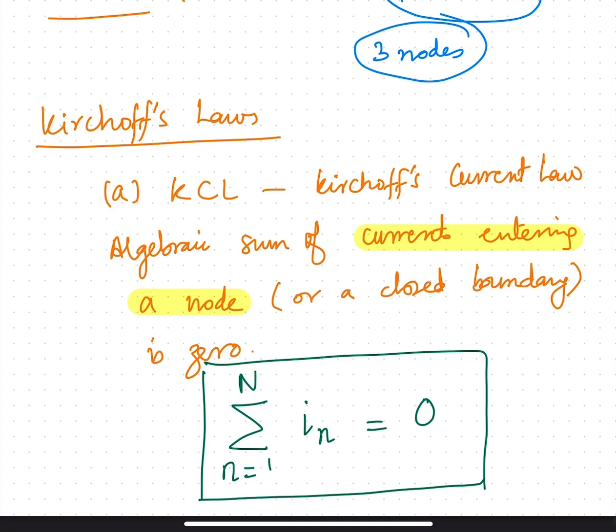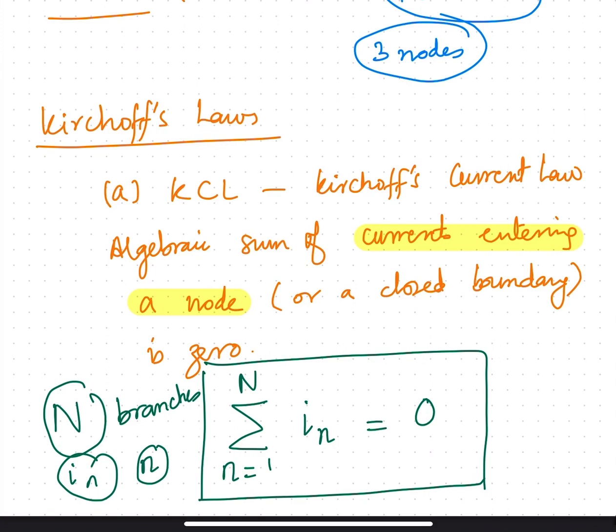What does this mean? It means that in any given circuit, if there are n number of nodes, the sum of currents entering each node is equal to 0. If there are n branches and In is the current entering each node, where the small n denotes the node number, the sum of the current entering a node is equal to 0. What does this mean practically?